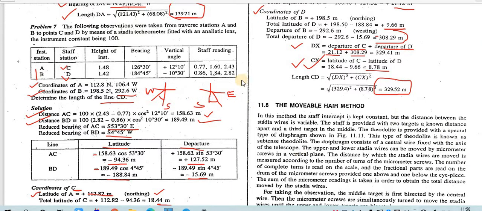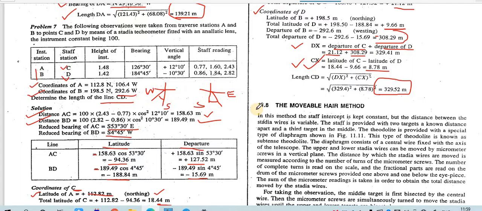So, good morning, everyone. As we all know, we have started with the first chapter of Surveying 2, which is tachometric surveying, in which we have discussed the various methods of tachometric surveying, the first method being the fixed hair method. And in the previous class, we completed all the theoretical part and numericals related to the fixed hair method.